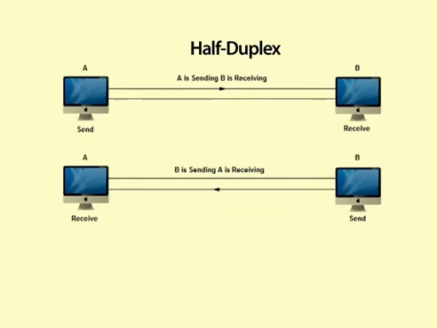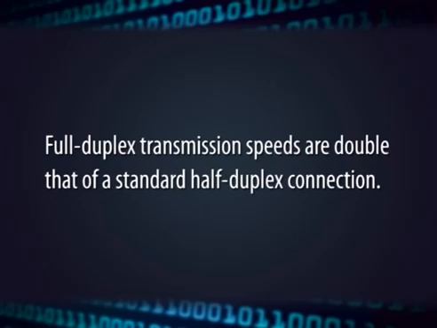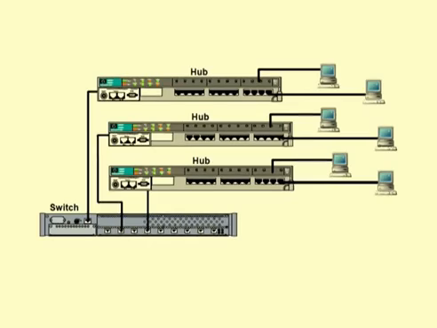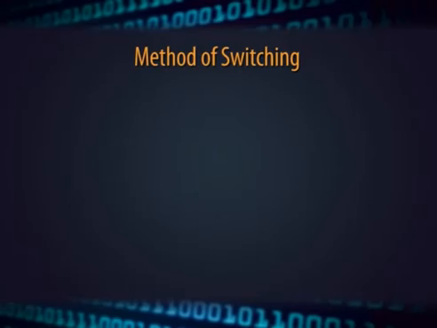Contrast this with half duplex communication, in which communication can occur in only one direction at a time. Full duplex transmission speeds are double that of a standard half duplex connection. The net result of these measures is that switches can offer significant performance improvements over hub based networks, particularly when network use is high. Irrespective of whether a connection is at full or half duplex, the method of switching dictates how the switch deals with the data it receives. Explanation of each method is as follows.